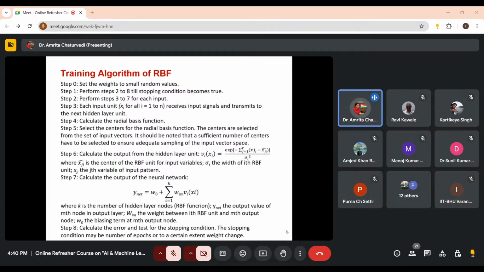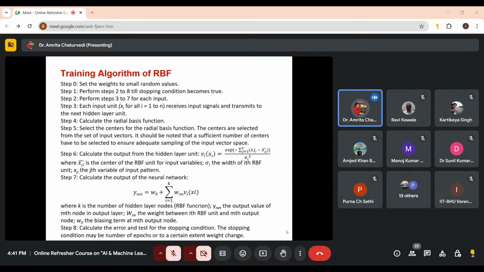Then select the centers for the radial basis function. The centers are selected from the set of input vectors. It should be noted that a sufficient number of centers are selected to ensure adequate sampling of the input vector space. Then calculate the output from the hidden layer unit.